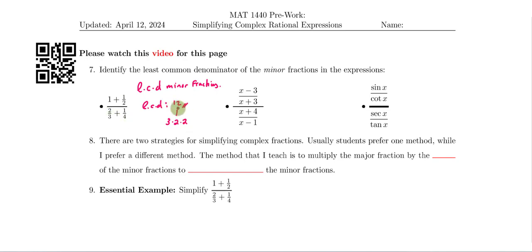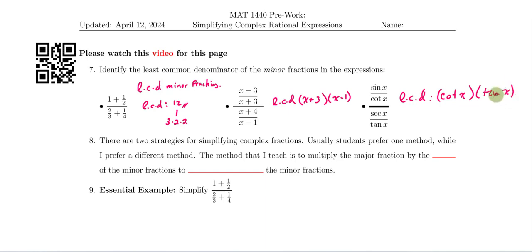So there's our LCD. The LCD for the next expression, again, I'm just talking about the minor fractions, would be x plus 3 times x minus 1. And then here, the LCD, you could split some hairs on this if you disagree with me. There's other ways to think about it. But for right now, we'll just go ahead and say the LCD is the cotangent of x times the tangent of x.